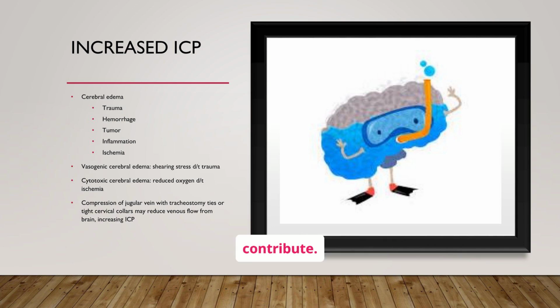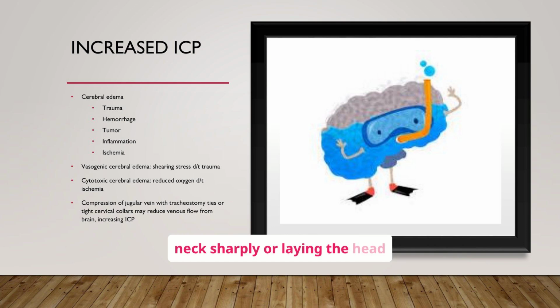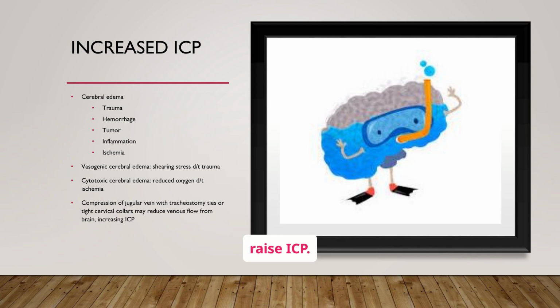Increased ICP can stem from various causes: cerebral edema, trauma, hemorrhage, tumors, inflammation, and ischemia can all contribute. Even compression of the jugular vein can elevate ICP. It's important to remember that ICP isn't just a result of major trauma. Even something as simple as improper head positioning in a hospital bed, like turning the neck sharply or laying the head too flat, can impair venous outflow and raise ICP.